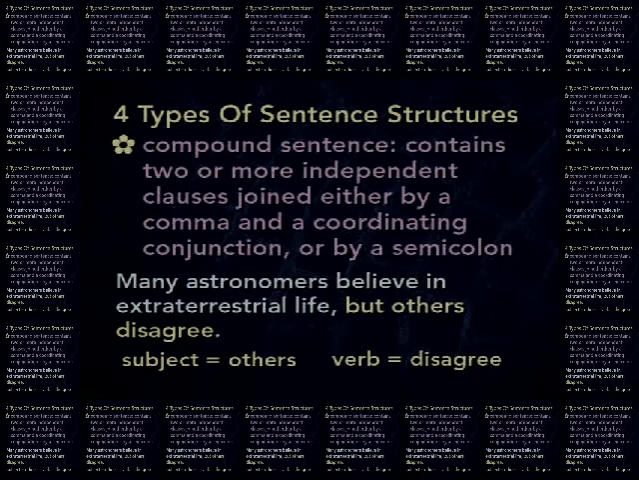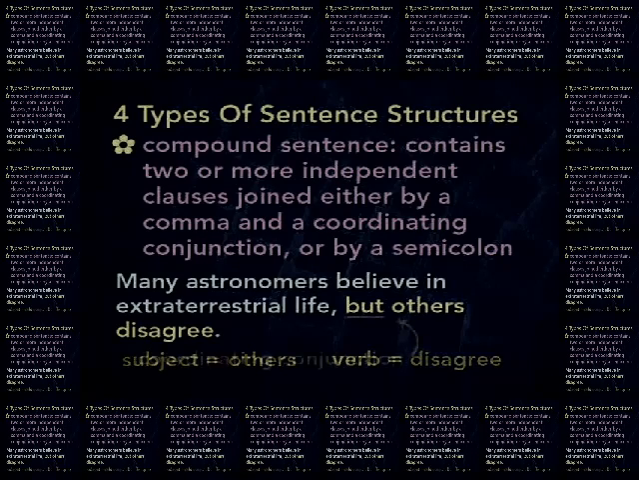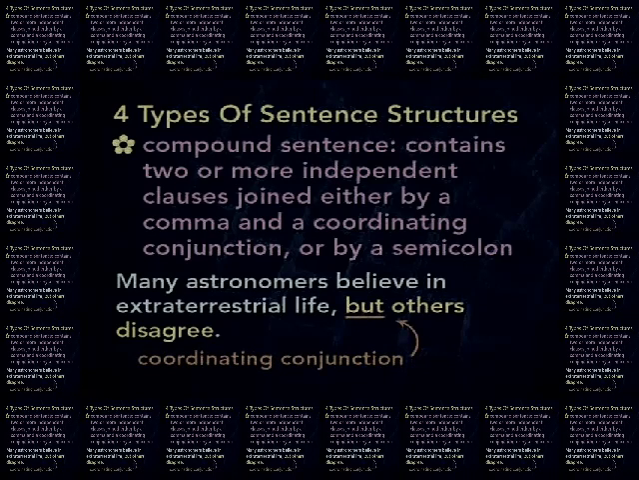But because the ideas are closely connected, the writer wanted to link them. How did he do it? By using a comma and the coordinating conjunction but. Putting that comma and the word but in there makes it easy to connect the two clauses to form one sentence, namely a compound sentence, because it's made up of two independent clauses.